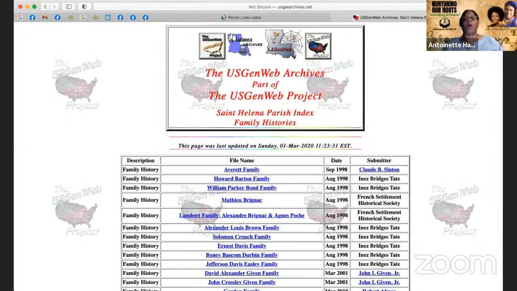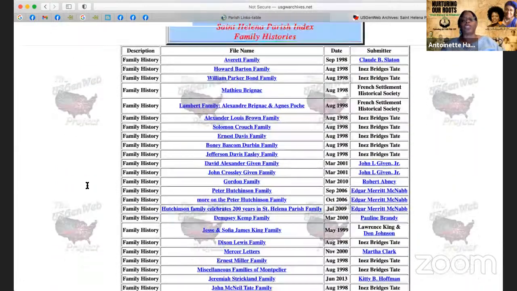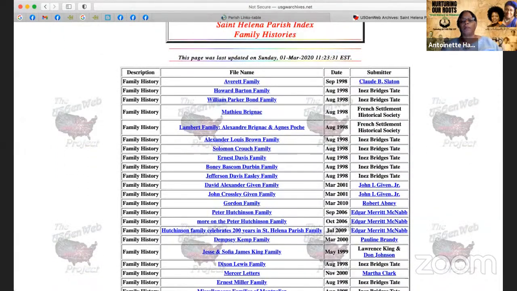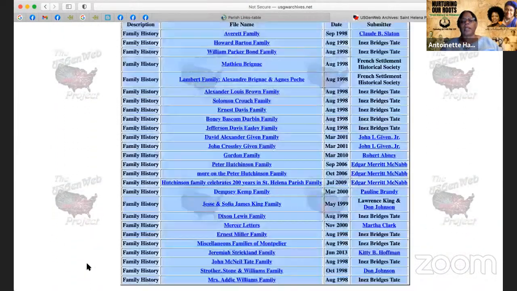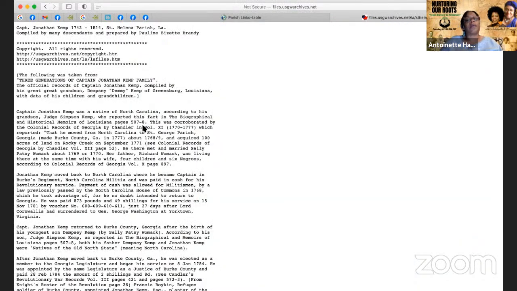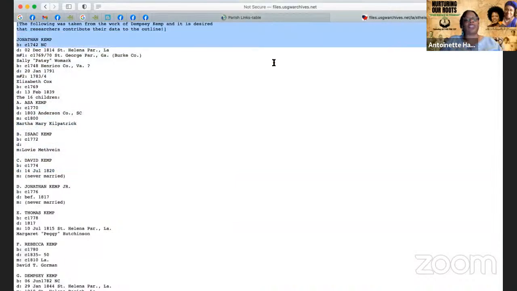Okay, so we're back at the homepage of the USGenWeb Archives of St. Helena. And what you're looking at right here is the family histories. These are people who just donated their family history to this site. Let me just click on one. I picked the Dempsey Kemp. So here it is, 3 generations of Captain Jonathan Kemp family. And let me see, who donated this? Let me go to the bottom. Okay, and they have the genealogy of their family.